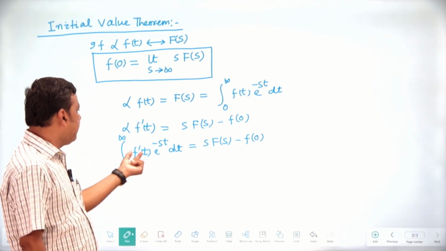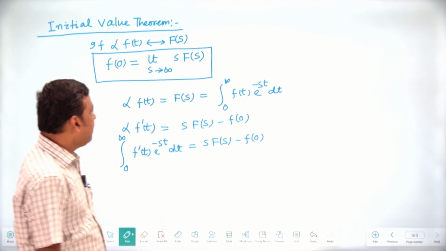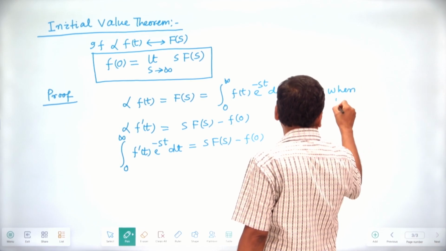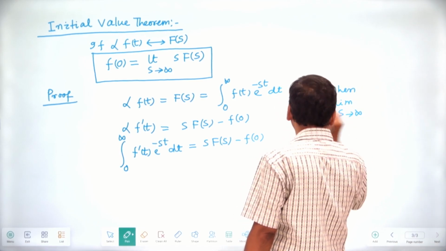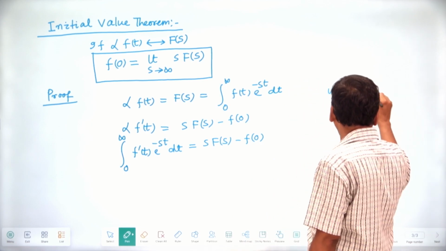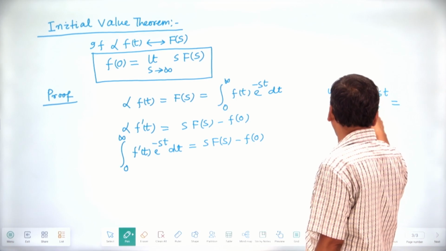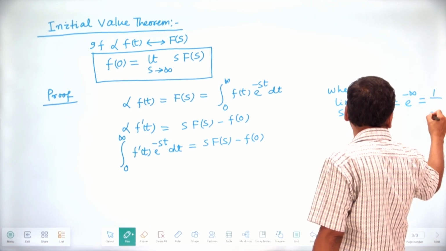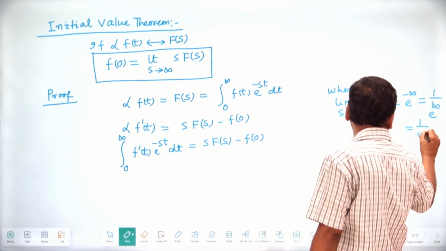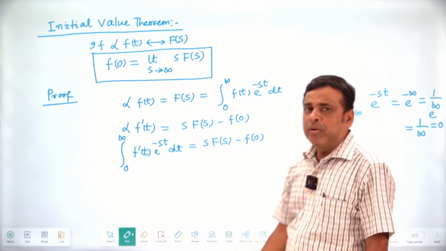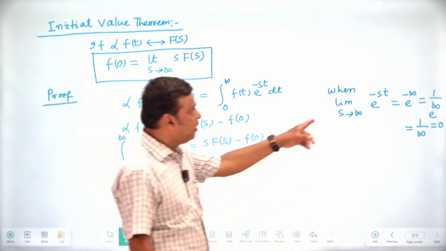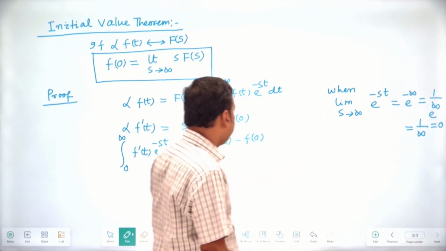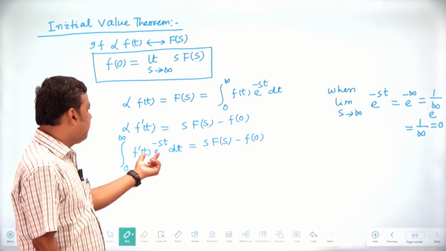So if we take the integral from 0 to infinity of f'(t) e^(-st) dt and let the limit s tend to infinity, what is e^(-st)? As s tends to infinity, e^(-s t) becomes e^(-infinity), which is nothing but 1 by e^(infinity), that is 1 by infinity, and the value will be 0.